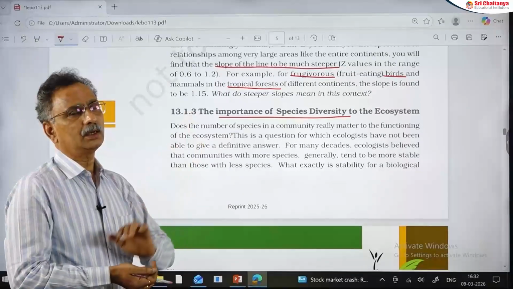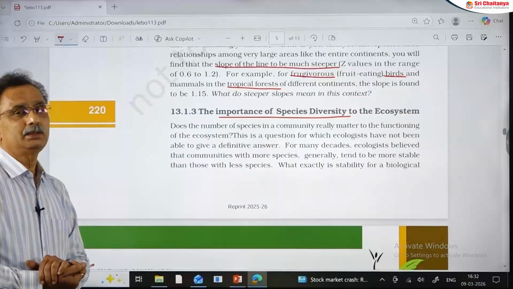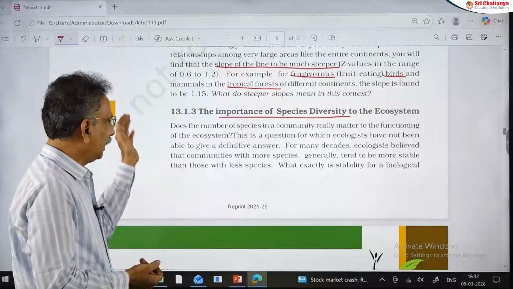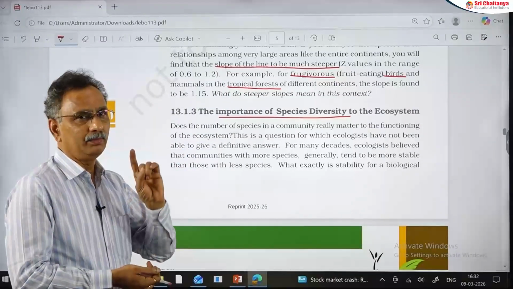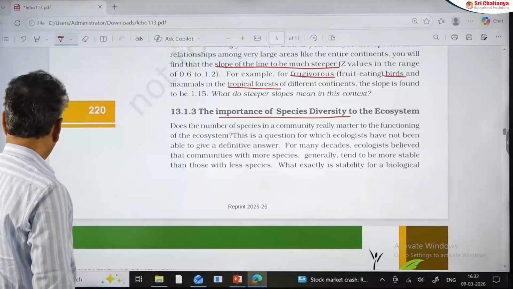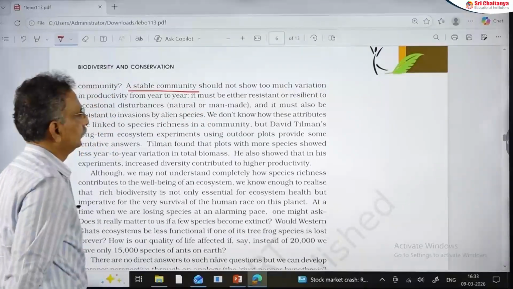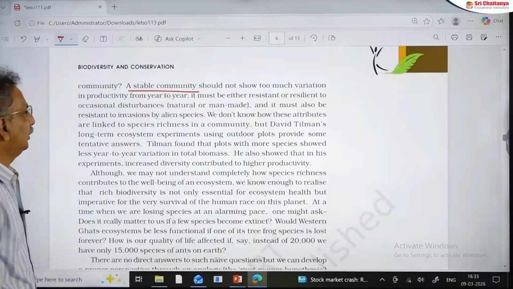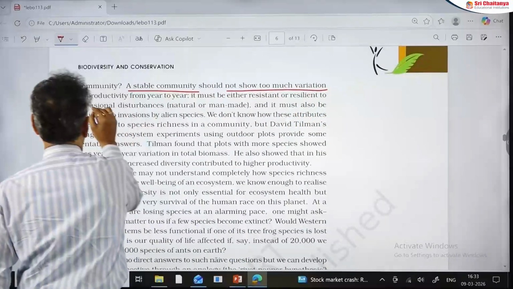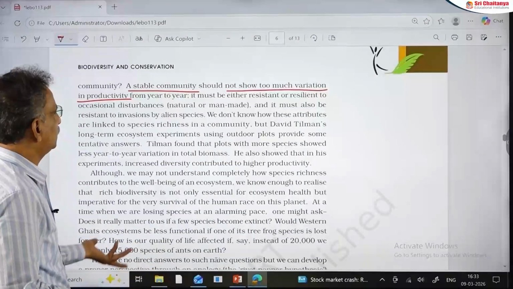So, try to recall that in the organisms and populations topic you came across competition, parasitism, the relationships between different species, and those all indicate a simple point: every species has its own role to play, right? Now, here, the more the species, the more stable the community will be. When you call it a stable community, it should not show too much variation in productivity. If it is showing variation, it is not a stable community, in simple words.